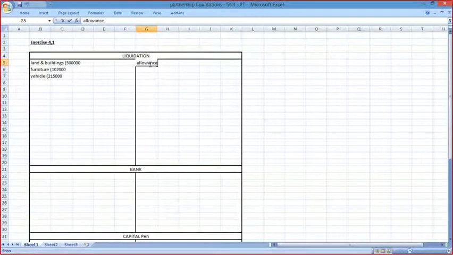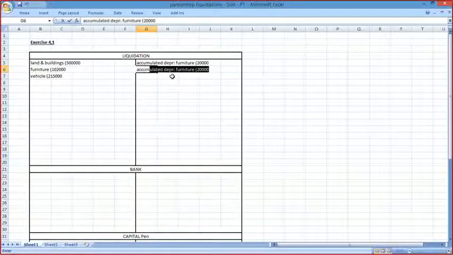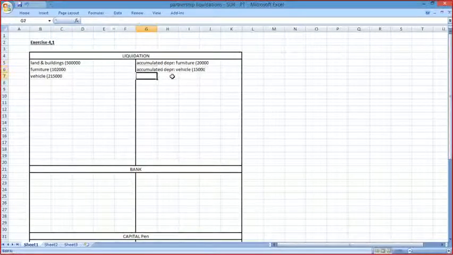Okay, you said accumulated depreciation. For what asset? For furniture. Okay, accumulated depreciation, furniture. Amount? 20,000, great. Okay, continue. Next one is also a negative asset. It's accumulated depreciation, but for vehicles. Perfect. Okay, so same reason here. Yeah, 15,000. Good. Okay, next.